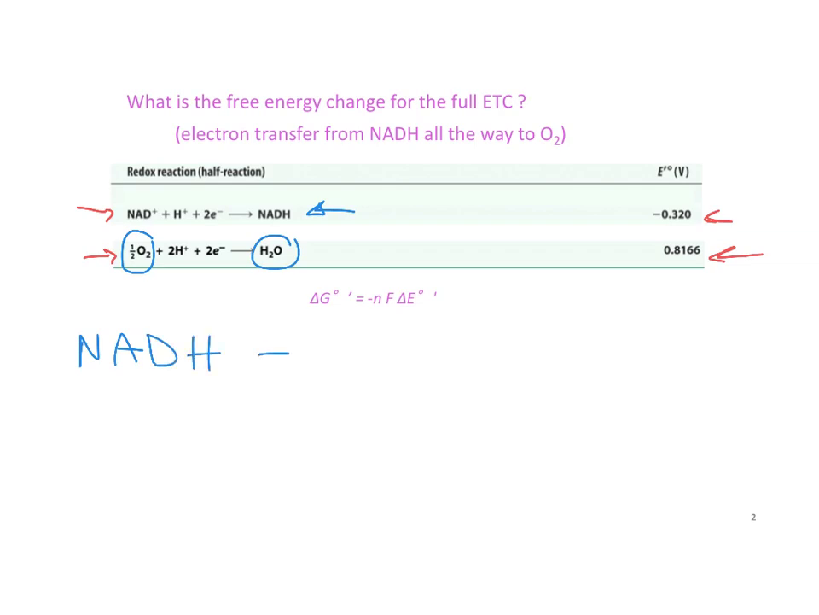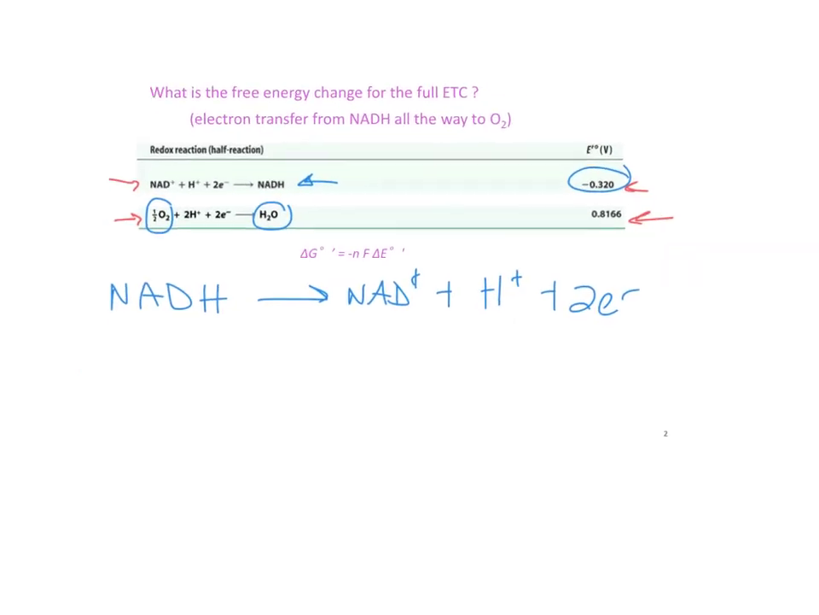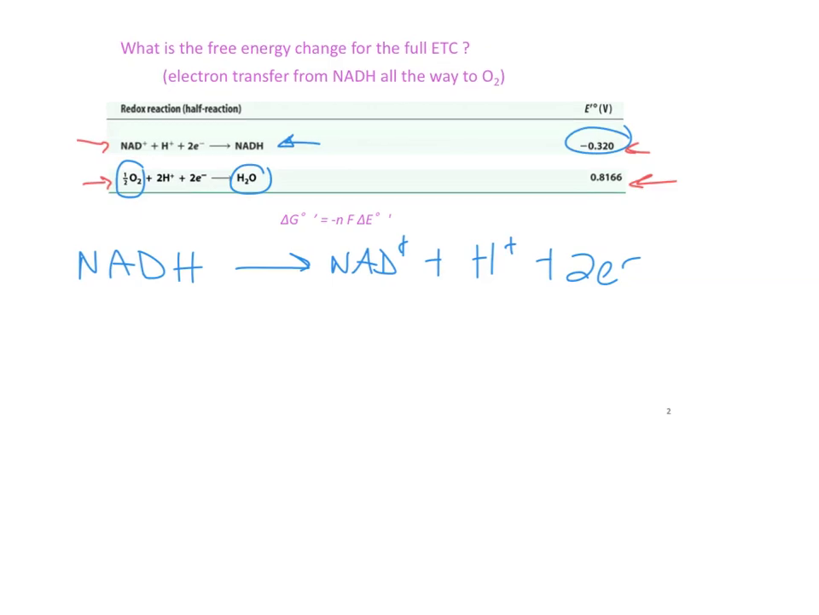So it's going to be NADH goes to NAD plus a proton plus 2 electrons. And because I flipped the half reaction, you're going to flip the sign on the reduction potential. So this will be a positive 0.320 volts.